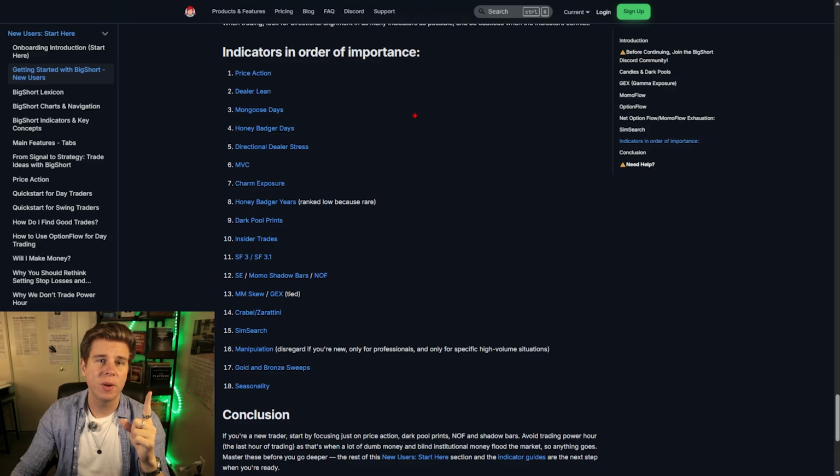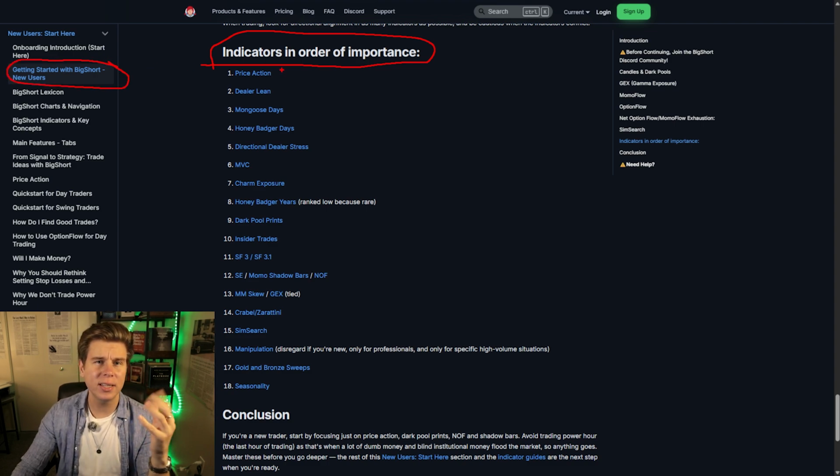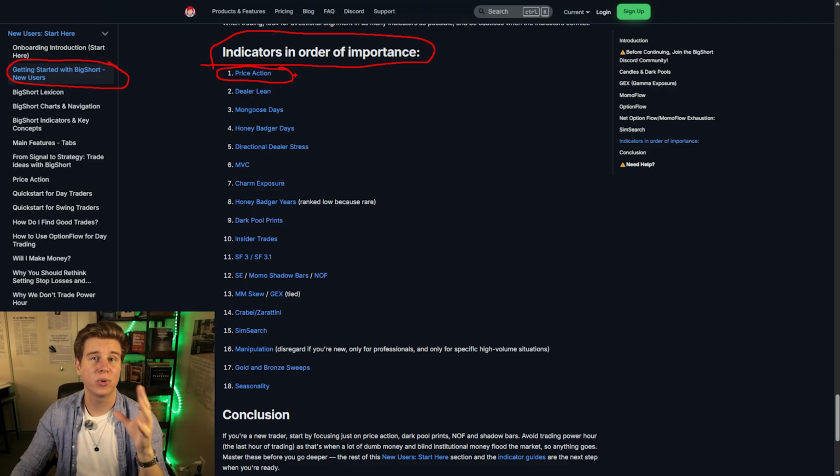One important thing to keep in mind is to look at the indicators in order of importance list inside of our help center. This is going to be inside of Getting Started with BigShort New Users Guide. And you can see that price action right now is at the very top. So all of this should be confirmed by price action.